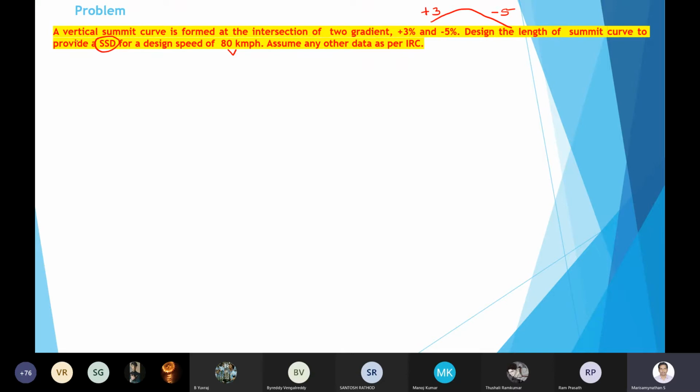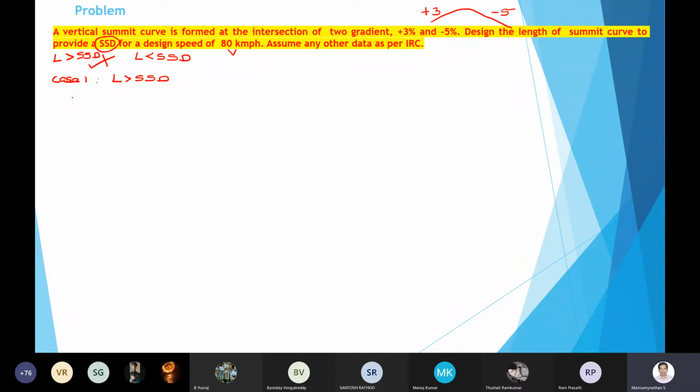There are two cases. The first case is where we assume length is greater than SSD. If it is satisfied, then finalize it. If the conditions are not satisfied, then we take the assumption of length less than SSD, apply those equations and estimate. So let's go for case 1. The assumption is length is greater than SSD.